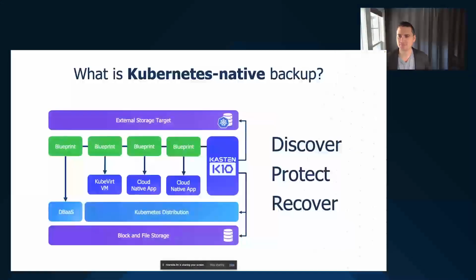So moving right along, what is Kubernetes native backup, right? So a nice little diagram here. I'm not going to spend too much time on it, but hopefully, at a high level, this makes sense, right? Especially if you've touched Kubernetes before, but if you haven't, let's dive in a little bit more. So you can see here, we have our Kubernetes distribution, second from the bottom. Supporting our Kubernetes distribution, we have our persistent storage, whether that's block or file storage. And then of course, at the top, another purple box there, that's our external storage target, right?